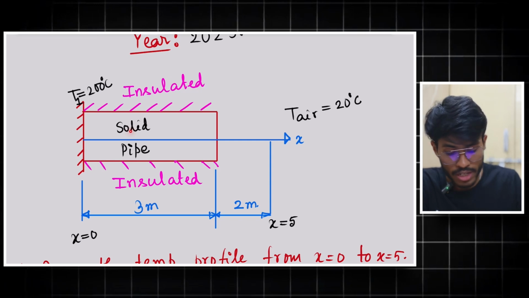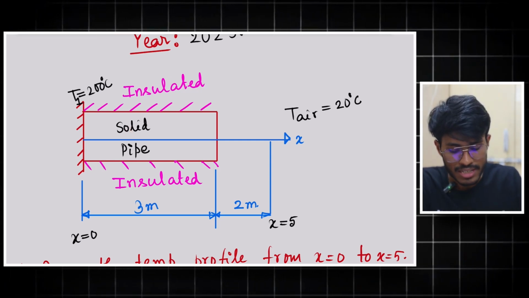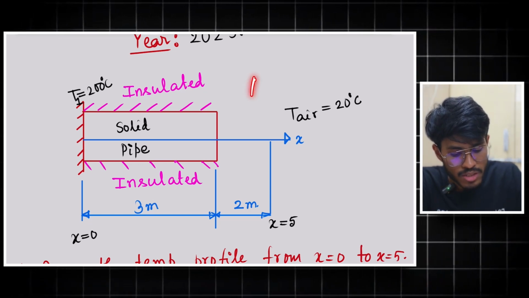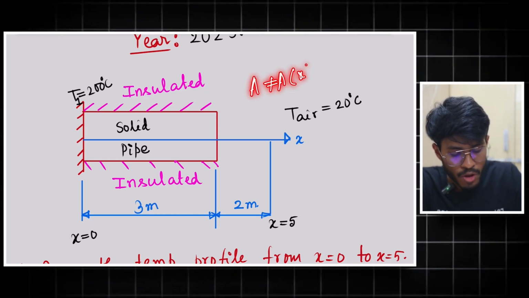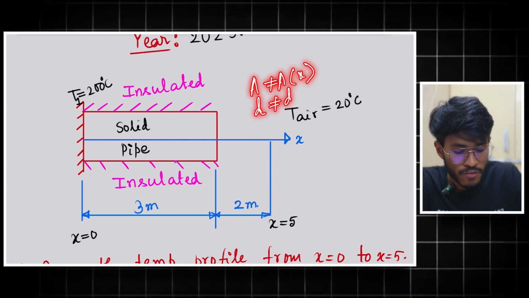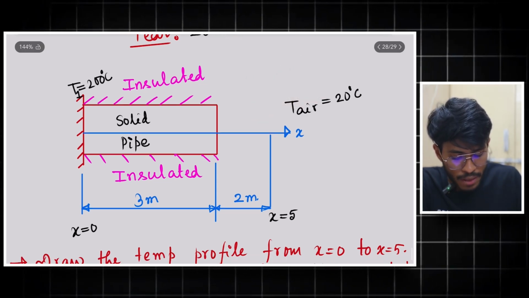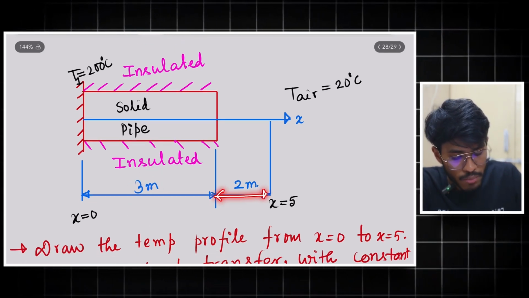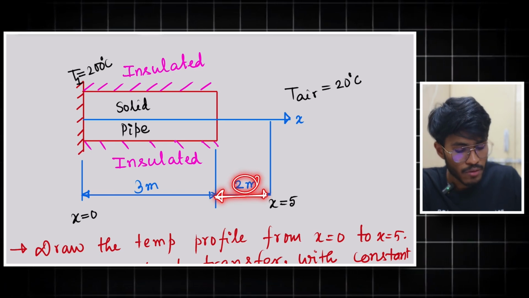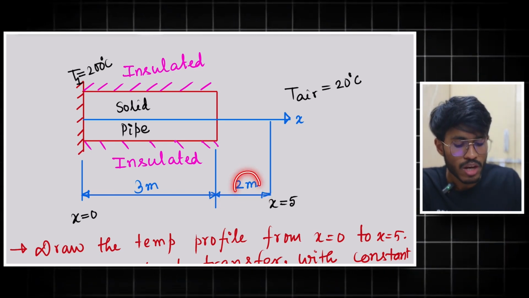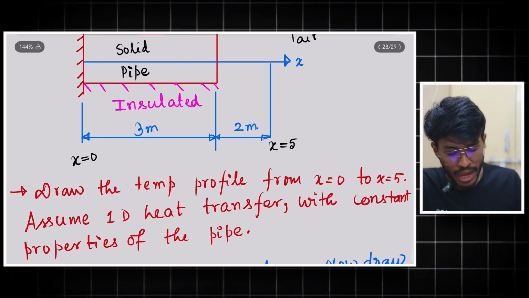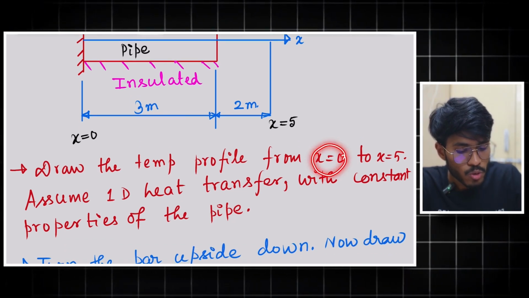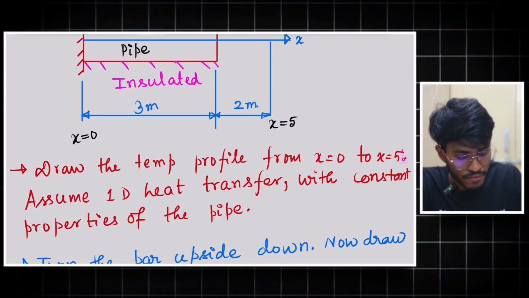There is a solid pipe, solid, not hollow. That means it has a constant cross-sectional area. That is, my area is not a function of x, nor is my diameter a function of x. The length of the pipe is given as 3 meter, and here there is an extra distance of 2 meter. I will tell you shortly what the significance of this 2 meter is. Now, it is asked to draw the temperature profile from x equal to 0 to x equal to 5.